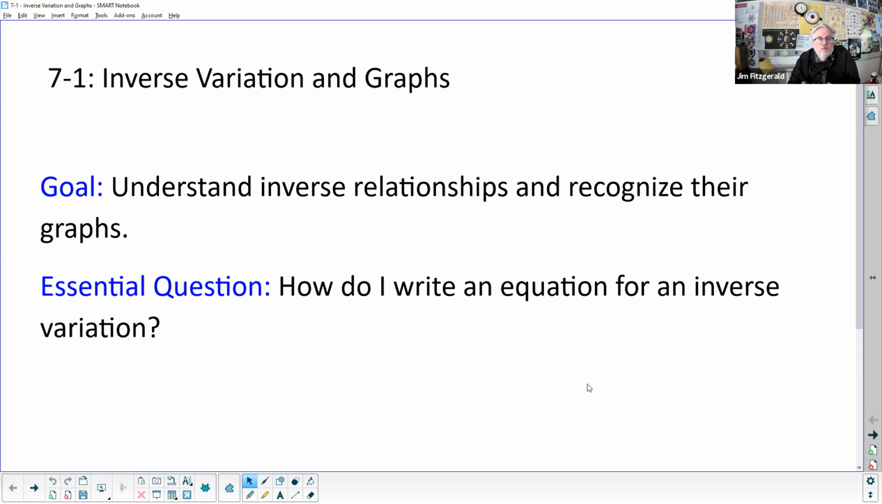They're also referred to as inverse variation, and that's what we're going to talk about today. But they kind of use those terms interchangeably. So inverse variation and rational functions, rational expressions, they're all kind of talking about the same thing. It's that variable down in the denominator of the fraction.